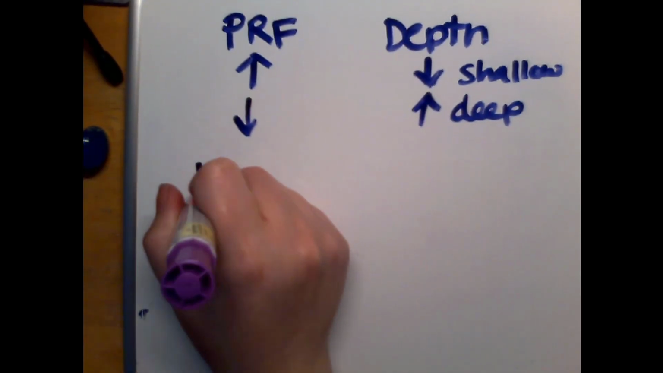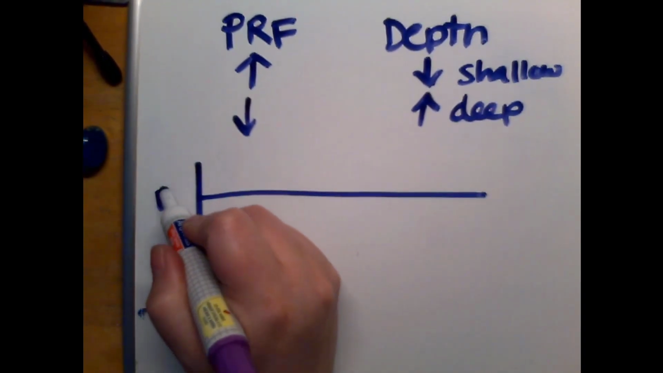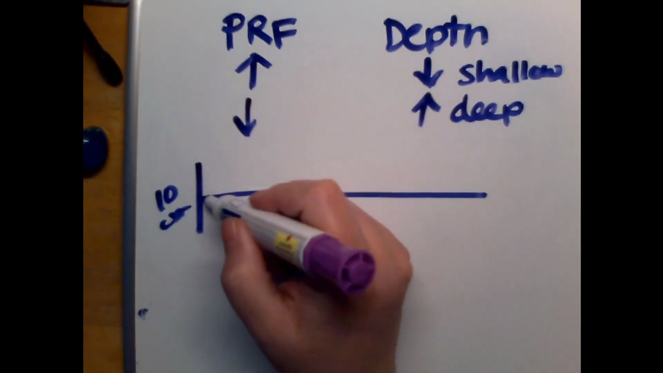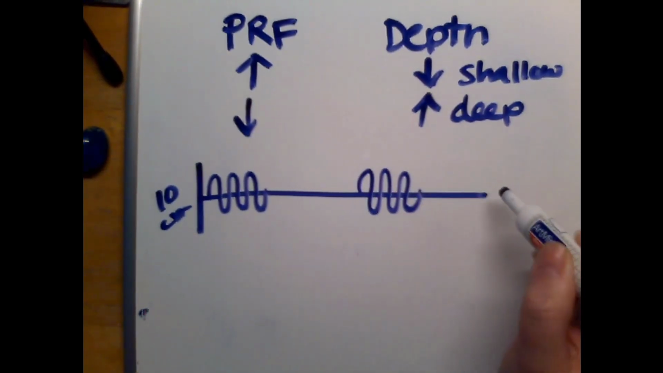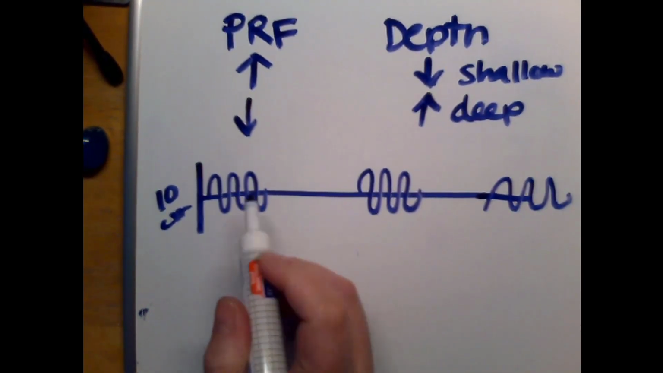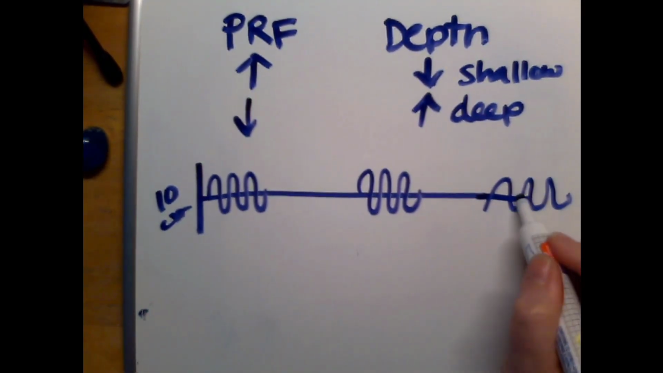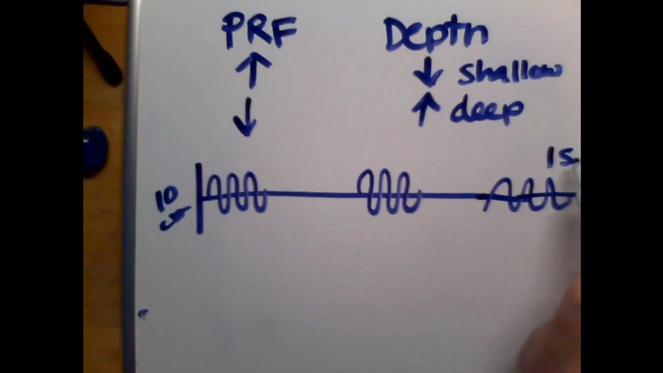So let's draw another wave out here. Let's say we are imaging down to 10 centimeters again. We have 1 pulse, our wait time, another pulse, wait time, another pulse. Okay? So, and let's say this is all over again 1 second. Oh, you can't see that on there. 1 second.